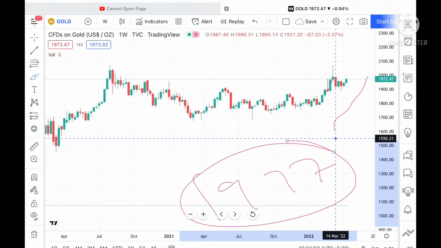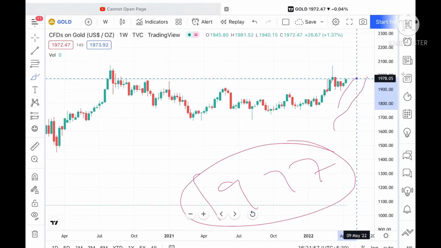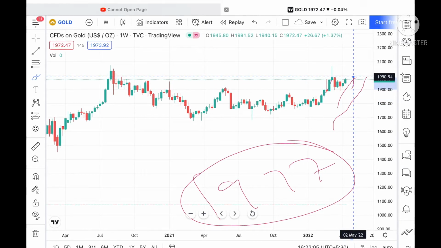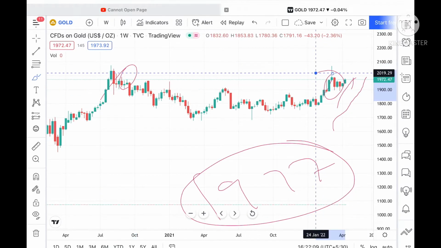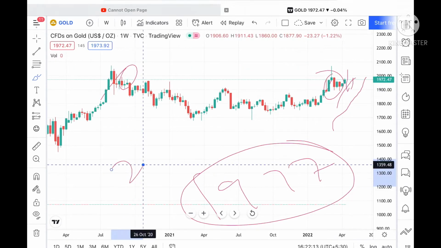So now it is trading at around 1972.47. Suppose if the price sustains above this level, we can see it can touch a level of 1977, and from there if it goes above this level, then we can see it can touch a level of 1984. Suppose if the price sustains above this level, then we can see it can touch a level of 1990.94, and this level is already being tested here. So probability will be high. We can see it can go further upside towards a level of 2047.